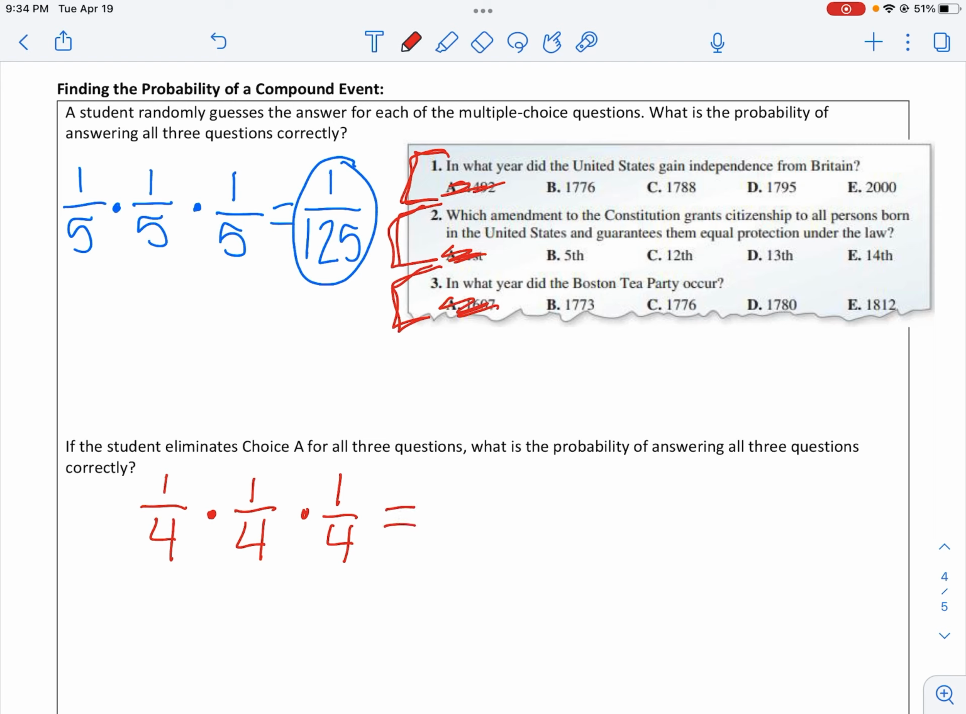So just multiply across. 1 times 1 times 1 is 1. 4 times 4 times 4. Oh gosh. We have 16 times 4 is 64. So, the probability of answering all 3 of those questions correctly after we eliminate the A's is 1 out of 64.